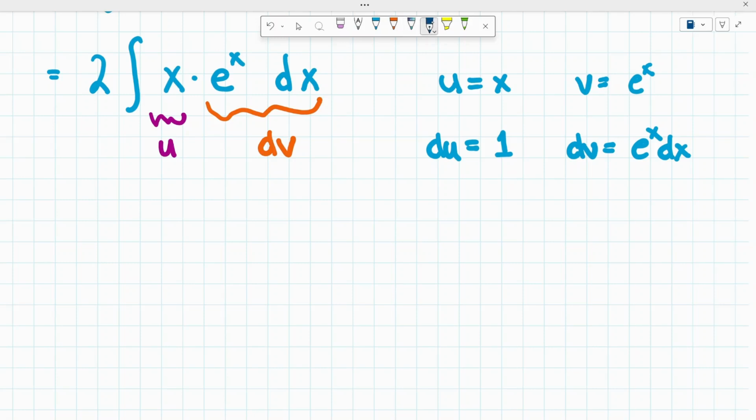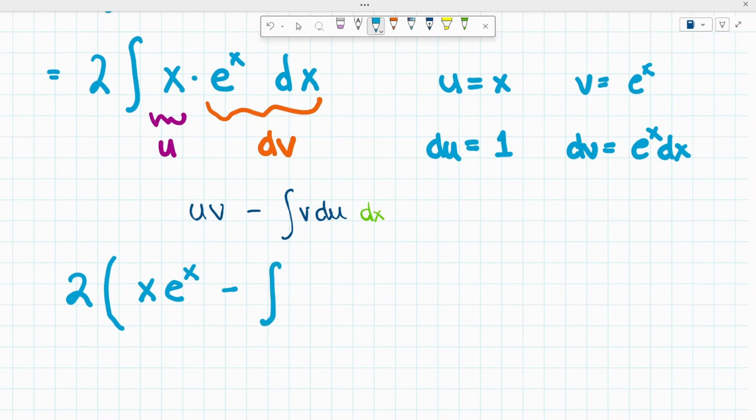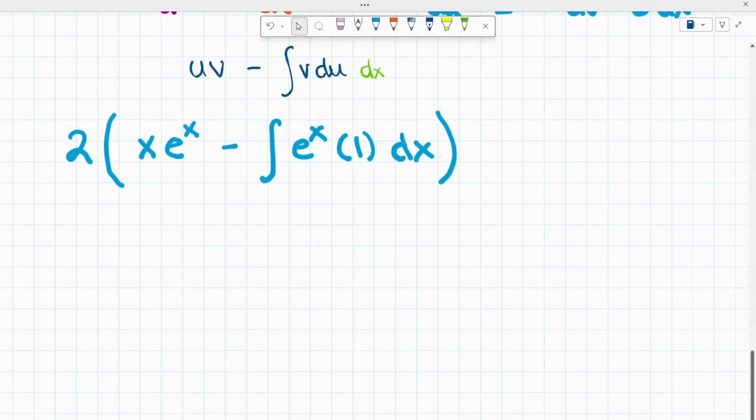Now we have to go ahead and use our formula for integration by parts, meaning that it's uv minus the integral of v du. And remember, this is still integrating with respect to x. Okay, let's go ahead and put this all together. So remember, we have our 2 on the outside. Let's not forget that. That's easy to forget sometimes, so we'll stick it there at the beginning. Our u is x, v is e to the x, minus now the integral of v, which is e to the x, and du is 1, and we're still integrating this with respect to x. So now we just have to solve this integral.